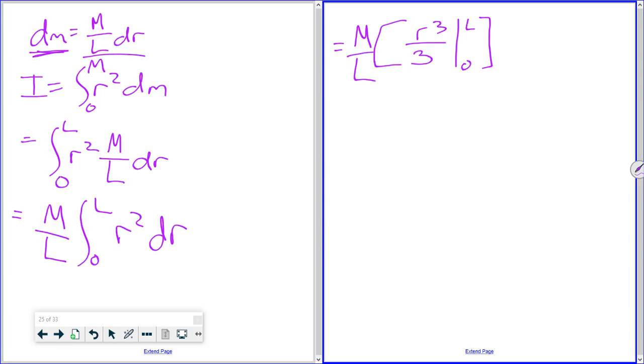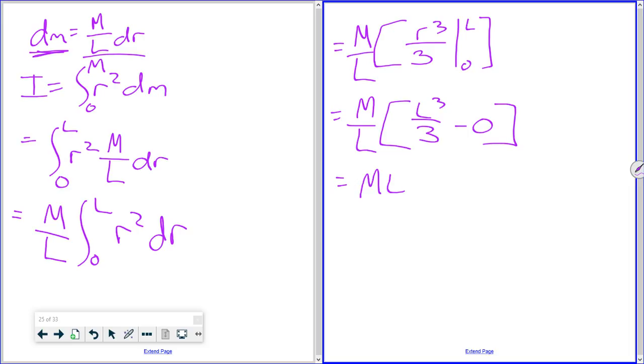Okay, well, let's see. When I plug L in, I'm going to get L cubed over 3 minus 0. All right, the minus 0 goes away. L and L cubed. Oh, we got it. M L squared over 3. Giant smiley face because we kick ass.